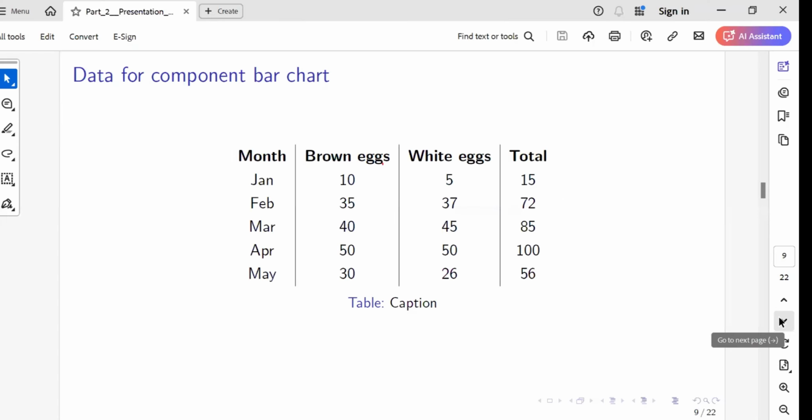Now the next chart we want to look at is the component bar chart. So I'll start illustrating it. I'll stop halfway and then we'll look at the final output in the next slide. For component bar charts, once again, you will need your X and then your Y axis.